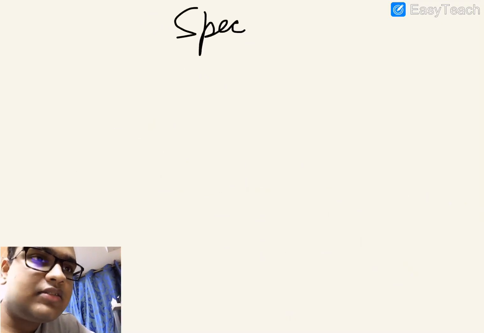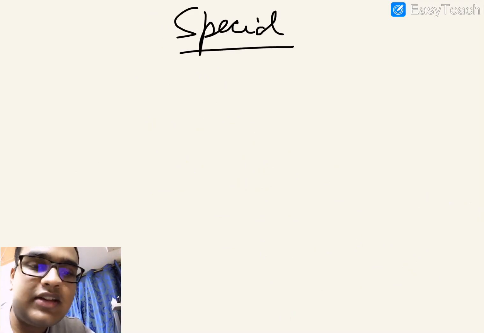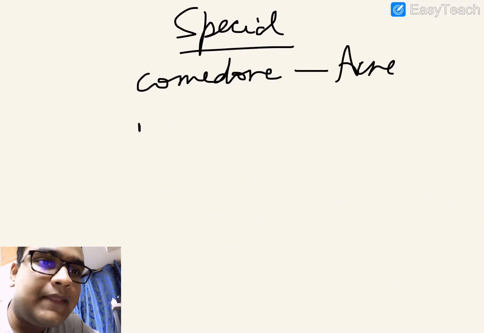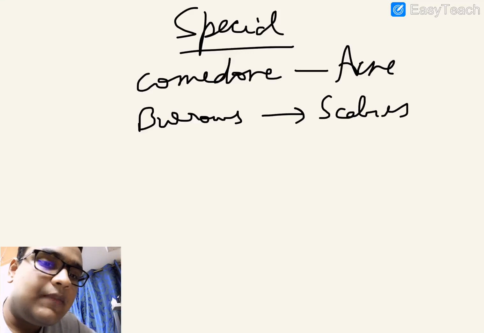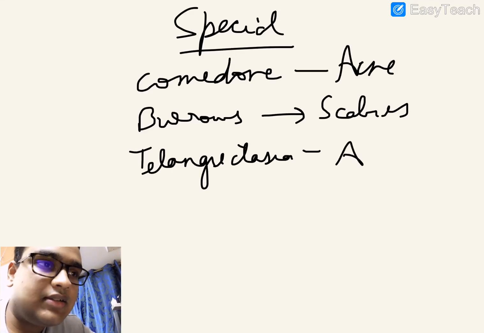And now coming to the special lesions. Under special lesions, if this lesion is identified, it is special for that disease. So for example, comedones. Comedones, if present, are specific for acne. Then burrows. Burrows, if present, are specific for scabies. And the next is telangiectasia. This is again specific in ataxia telangiectasia.